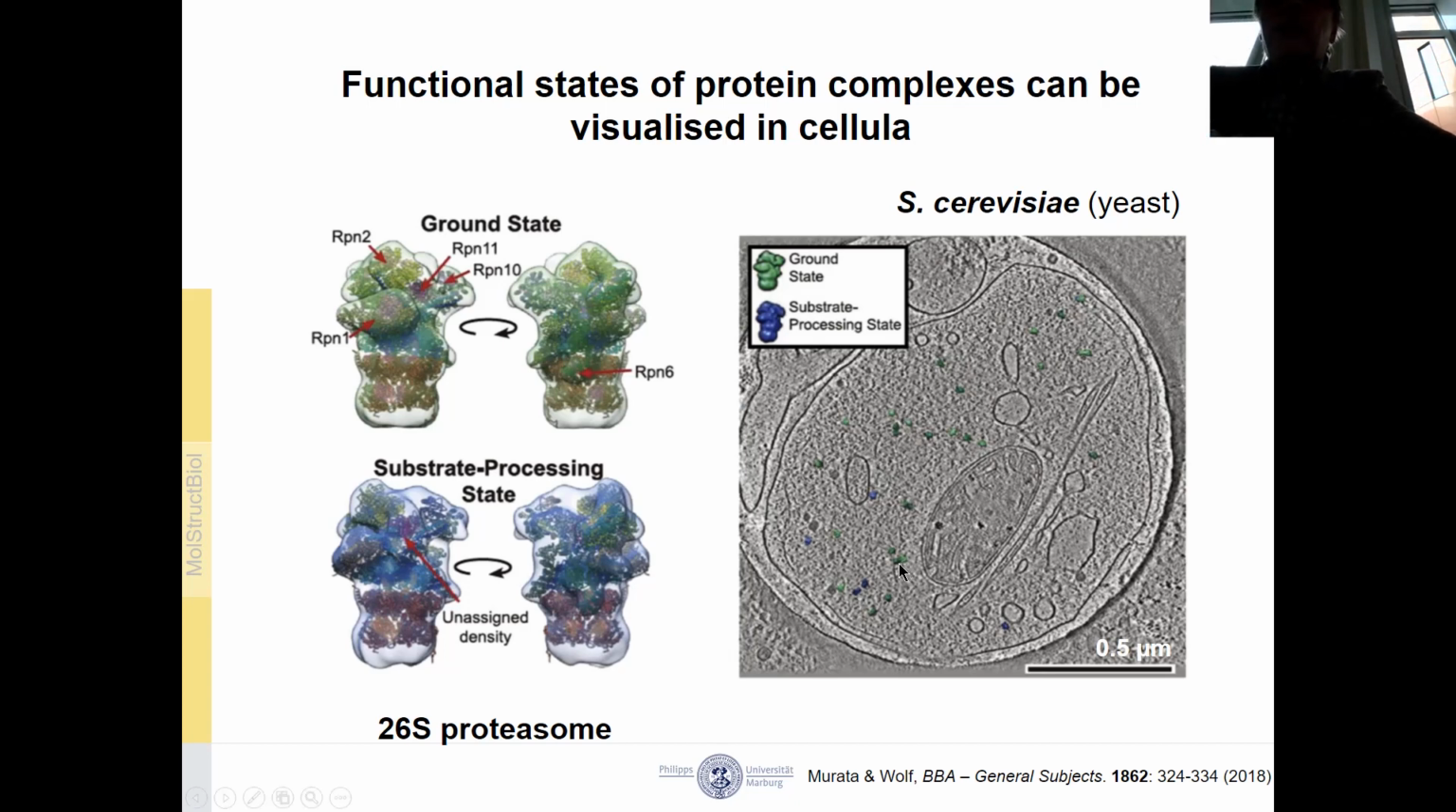Please remember, of course, when you do the electron micrograph, they are not green and blue. They have been discovered by the software, so these volumes colored green correspond to the ground state, and those colored blue correspond to the volumes of the substrate processing state.